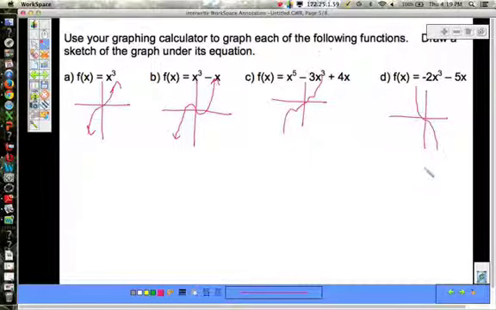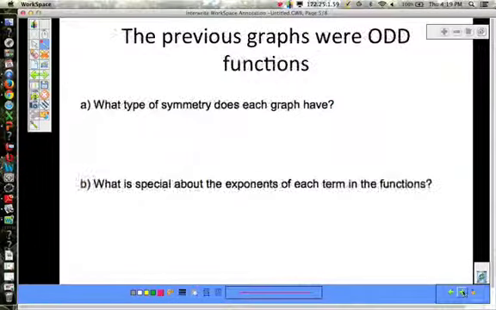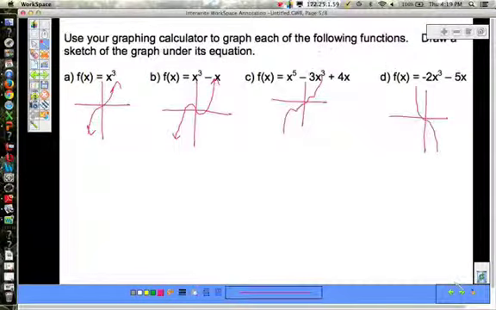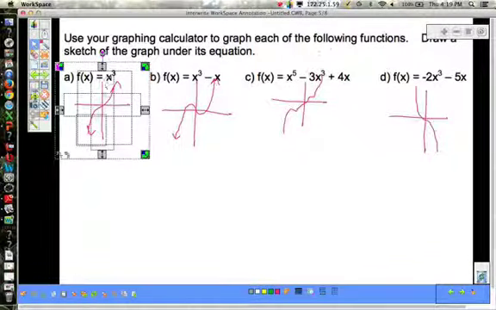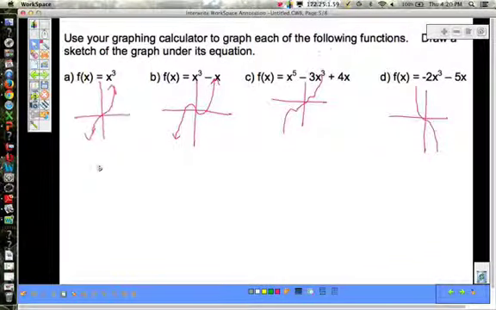So it's going kind of the opposite way of this one. What type of symmetry do these have? They're called odd functions. And you may have noticed here that all of these would be the same if we rotated them 180 degrees. So if I rotated that 180, that graph looks exactly the same.